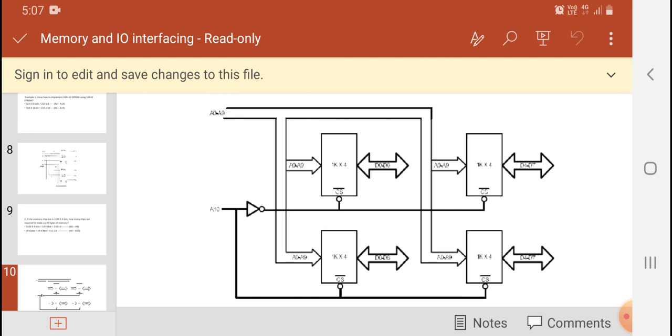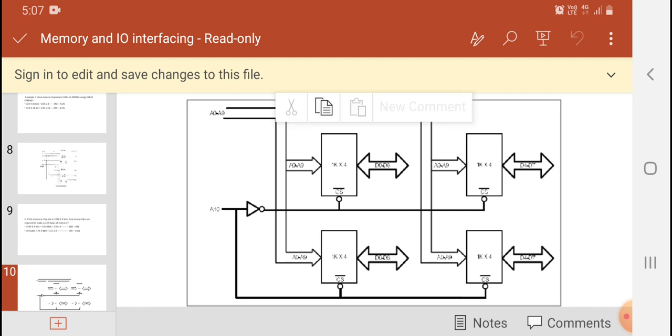Both are going to have the same chip select. Both chip selects are connected and given to A10. I'll tell you why A10. Both ICs are given the same chip select, so both are going to be activated at a time. So I'll get 1K cross 8.